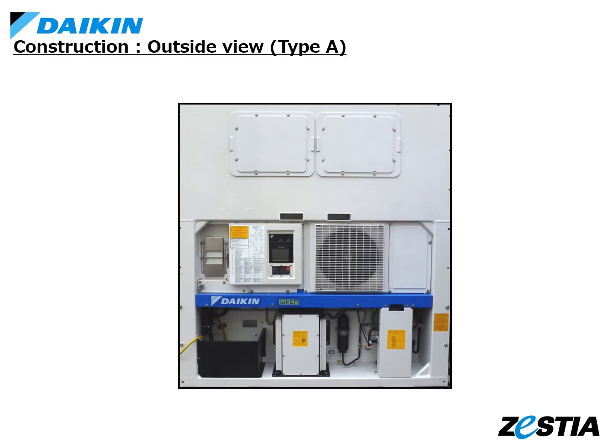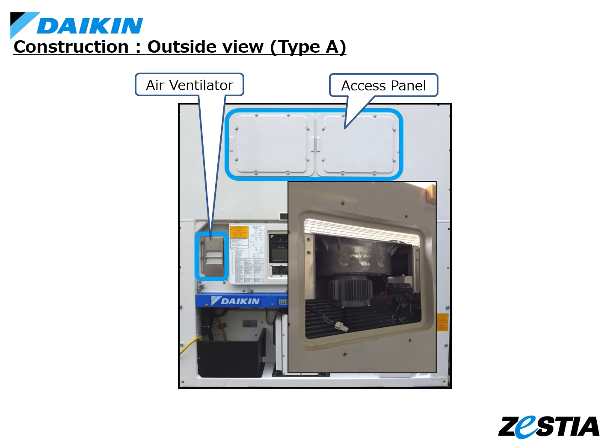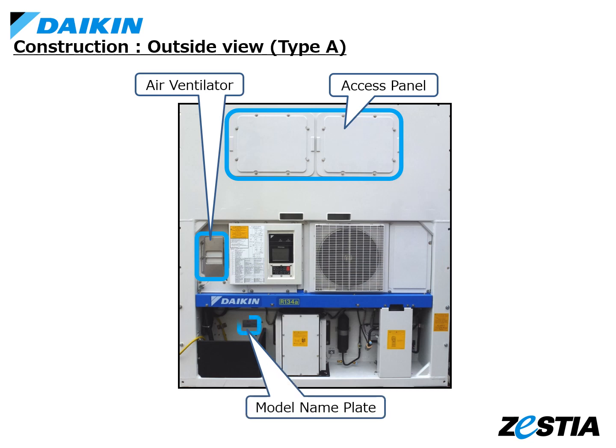Describes the part location of outside Type A. Here is the fresh air ventilator. The ventilator can be opened and closed to adjust the ventilation inside the container box. Here is the access panel. When the access panel is opened, the evaporator fan and humidity sensor can be replaced from the outside. The model nameplate is here.